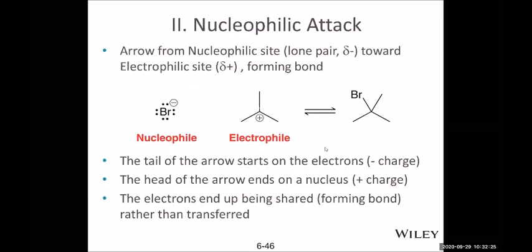The second one is nucleophilic attack. This is a new kind of arrow pushing. The nucleophilic attack comes from the nucleophile, or nucleophilic site. Electrons come from the nucleophile or nucleophilic site, which is rich in lone pairs or pi electrons. And the attack happens on the electrophilic site, which has a positive charge.